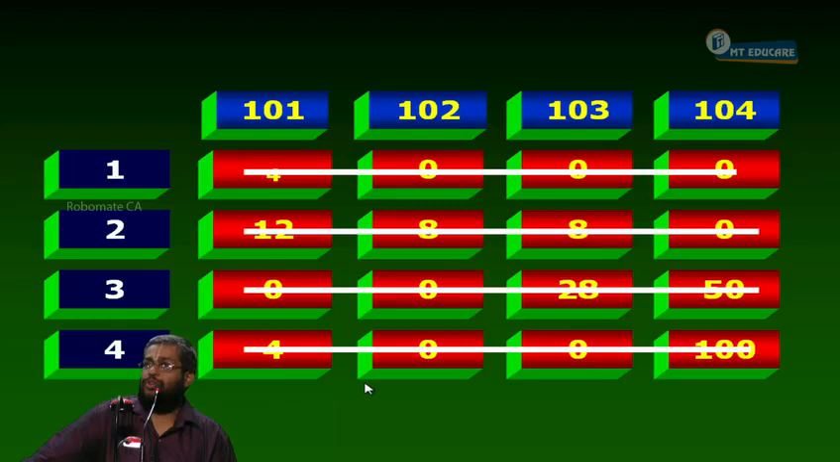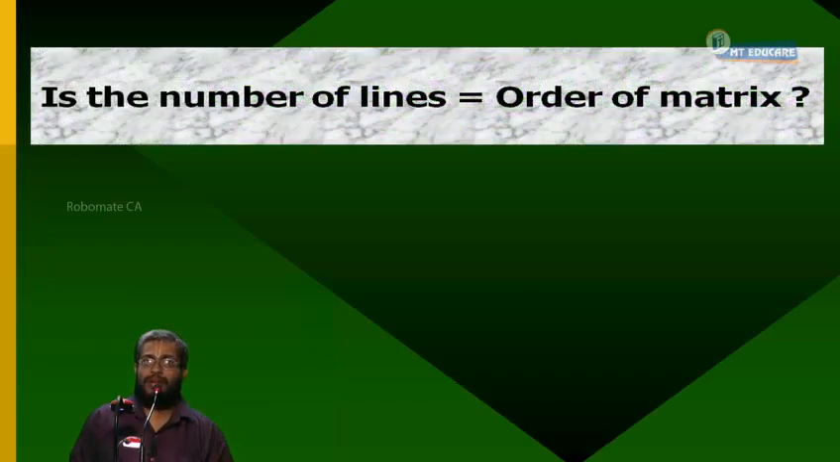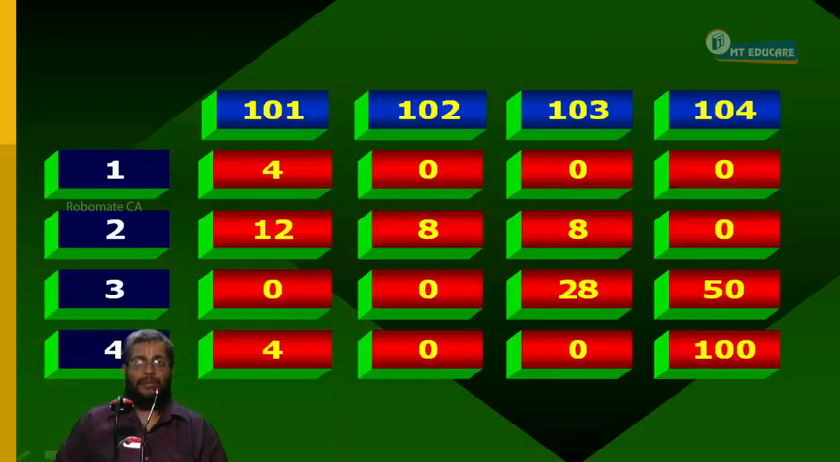Order of matrix is equal to 4 by 4. Number of lines is equal to 4, order of matrix is equal to 4 by 4. There is no degeneracy. Proceed for assignment. Now, next, last step is what? Assignment. Okay. Now, write the matrix.